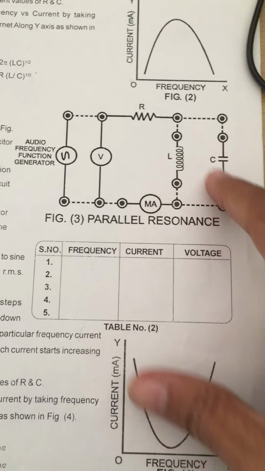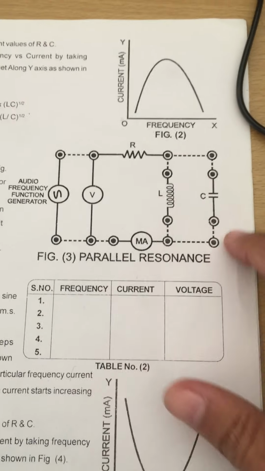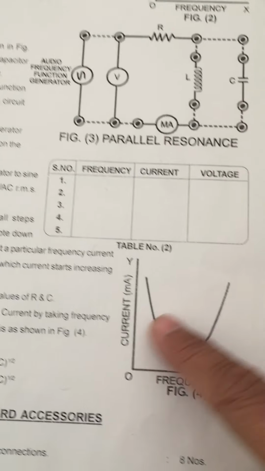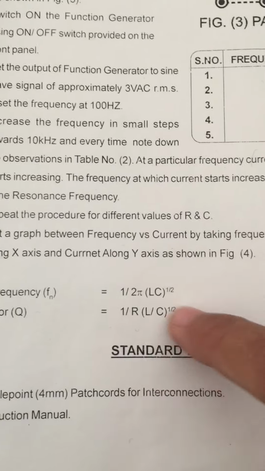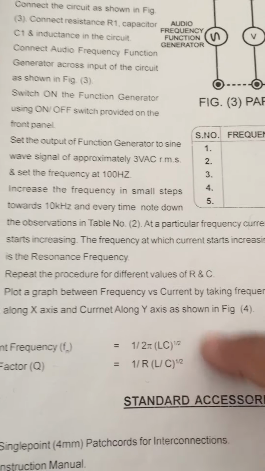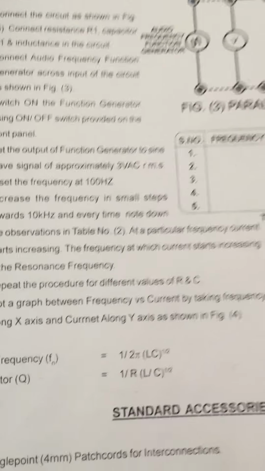Now similarly, you can also do it for parallel resonance. You will connect RLC in this way, and you will complete this table, and note down the values. You will plot the graph, and similarly you will calculate the calculated value and observed value. You will make the comparison between calculated and observed value. Okay, thank you.